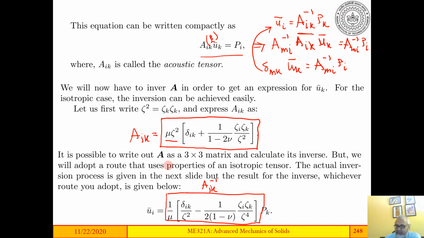Now, once you have this, you have the Fourier transform of ui in terms of this aik inverse, which is a function of zeta, and the kth component of the force that you have applied. So now we go back to the table and try to see whether we have this function. One of the functions that we need to invert is 1 by zeta square, and the other function that we need to invert is zeta k by zeta 4.